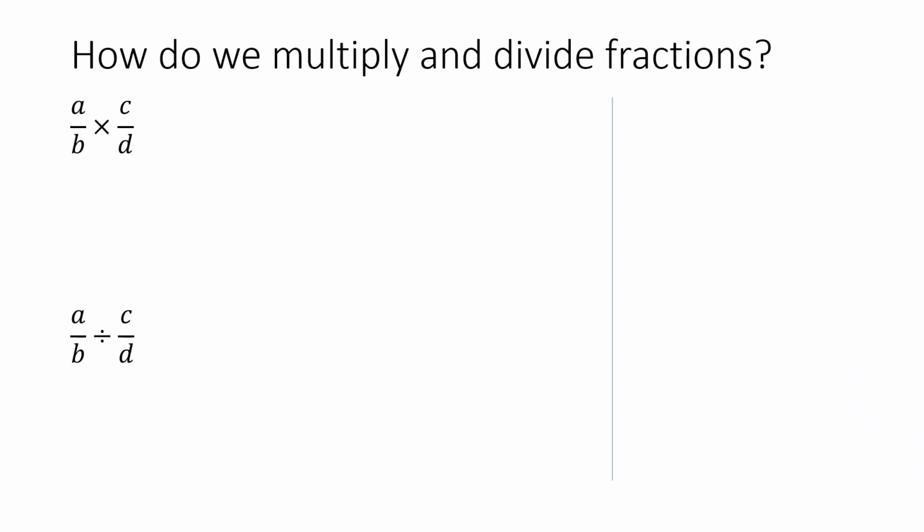Well, when we multiply fractions, it's the easiest operation we can do. We just multiply straight across. And so A over B times C over D is just AC over BD. And it all ends up in one gigantic fraction.